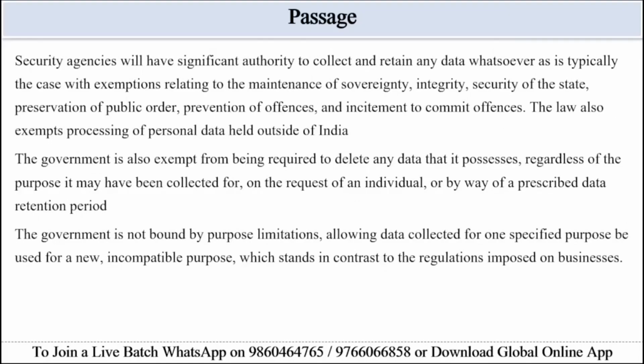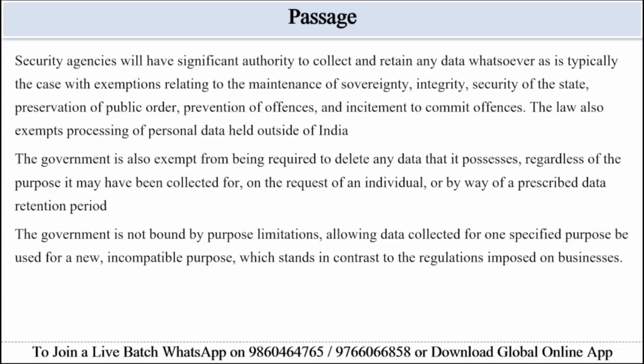Security agencies will have significant authorities to collect and retain any data whatsoever, as is typically the case with exemptions relating to the maintenance of sovereignty, integrity, security of the state, prevention of public order, prevention of offenses, and incitement to commit offenses. The law also exempts processing of personal data held outside of India. The government is also exempt from being required to delete any data that is processed regardless of the purpose it may have been collected for.